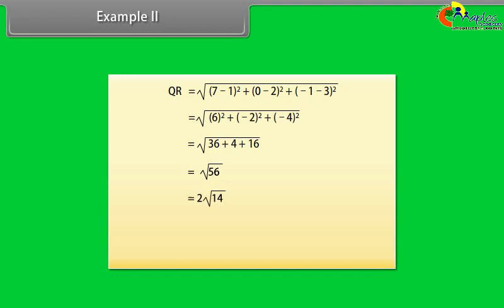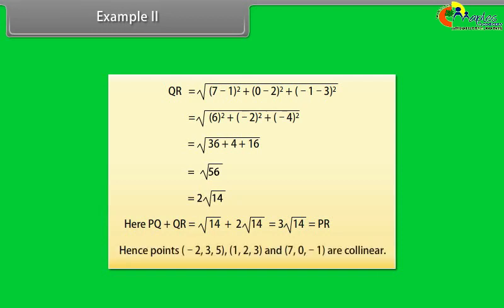QR is equal to the square root of (7 minus 1) square plus (0 minus 2) square plus (-1 minus 3) square. After calculating QR, we get 2 into square root of 14. Here, PQ plus QR is equal to square root 14 plus 2 into square root 14 is equal to 3 into square root 14 is equal to PR. Hence, points (-2, 3, 5), (1, 2, 3) and (7, 0, -1) are collinear.